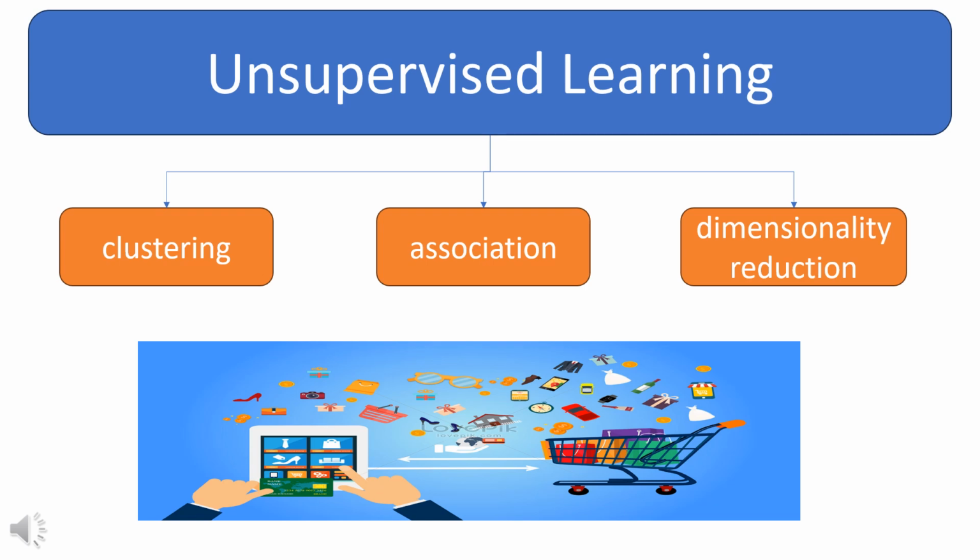Clustering is a technique for exploring raw, unlabeled data and breaking it down into groups or clusters based on similarities or differences. Association rule mining is a rule-based approach to revealing relationships between data points in large datasets. Dimensionality reduction. Dimensionality reduction is an unsupervised learning technique that reduces the number of features or dimensions in a dataset.